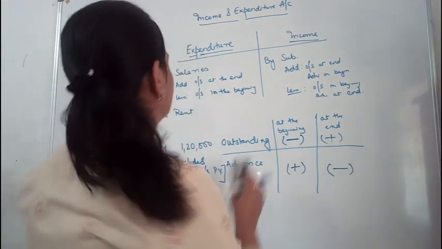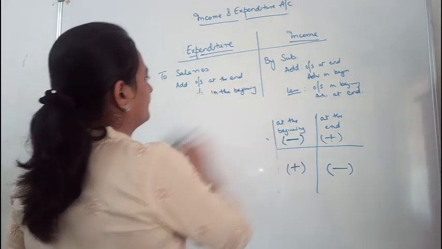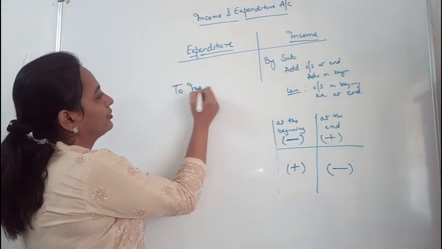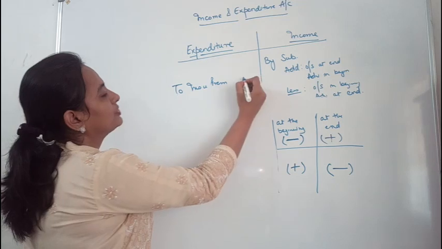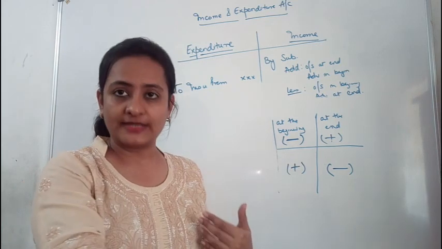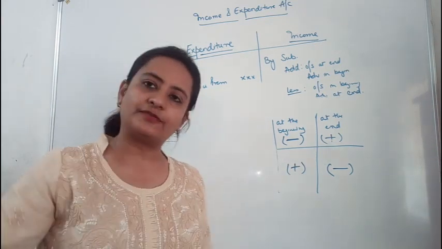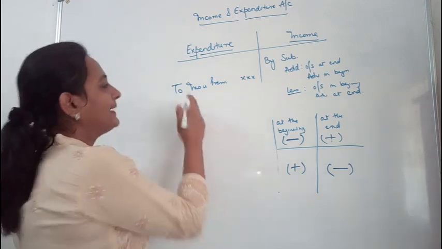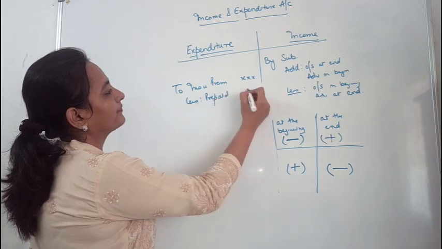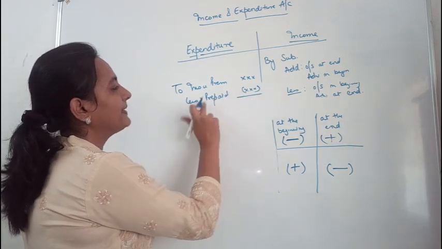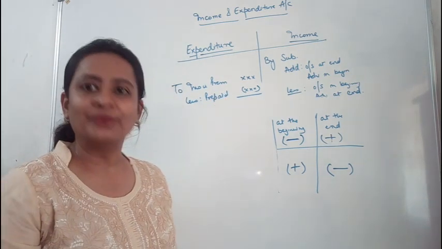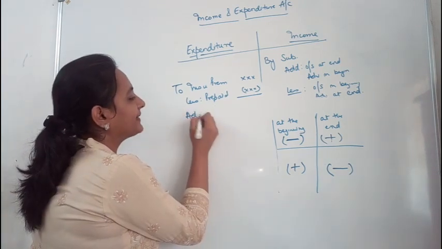For example, insurance premium. To insurance premium, certain amount you have already paid in advance. You were supposed to pay for 12 months, but you paid it for 15 months, for example. So that prepaid insurance should be subtracted, because this does not relate to this year. However, if it is outstanding, what would you do? Yes, you are right. You would add it.